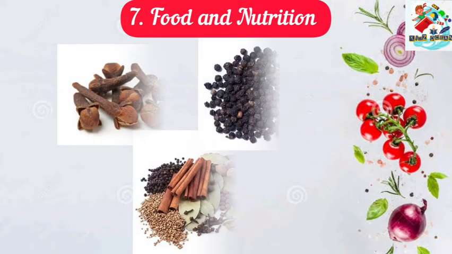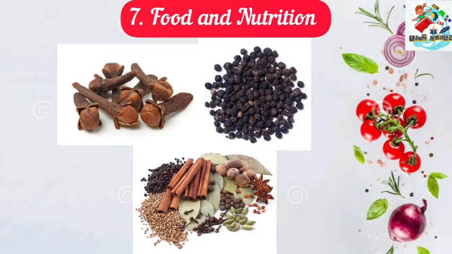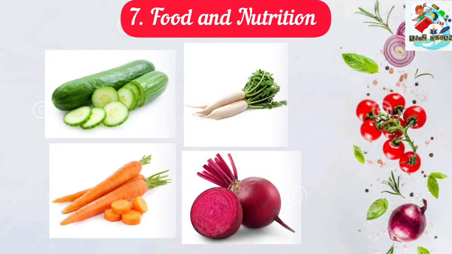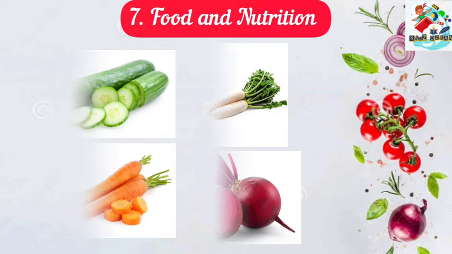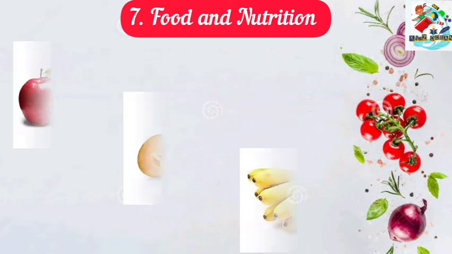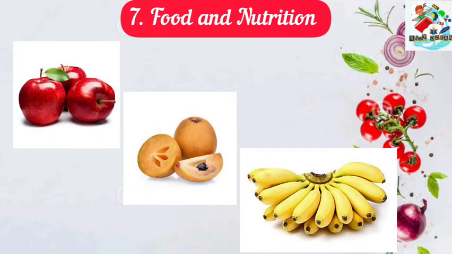We use cloves, black pepper, etc. as spices in our food. To make the food sweet, we add jaggery, sugar, etc. We use cucumber, radish, carrots, beetroot, etc. for making salads. We get flour from bajra, wheat, jowar, rice, etc. to make chapatis or bhakris. We must eat fruits such as apples, chikus, bananas, etc.